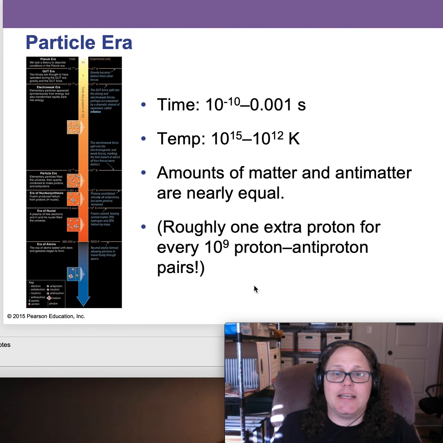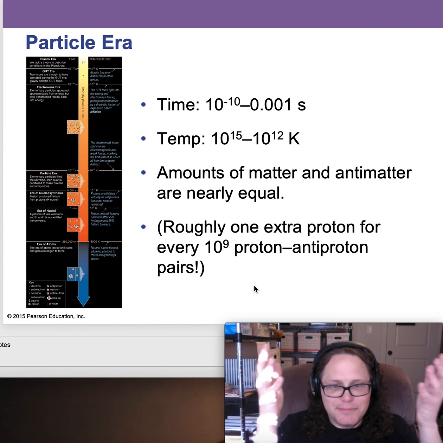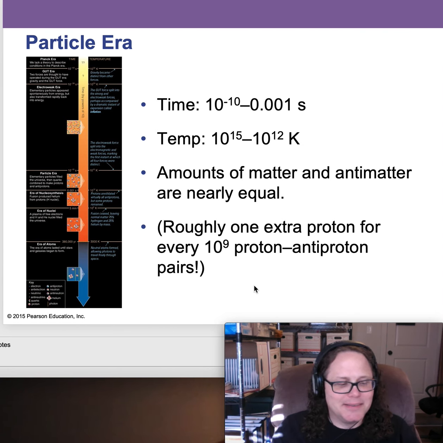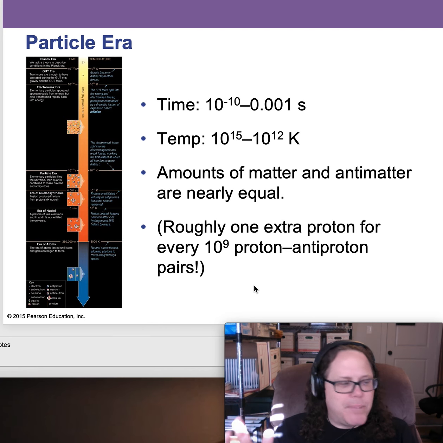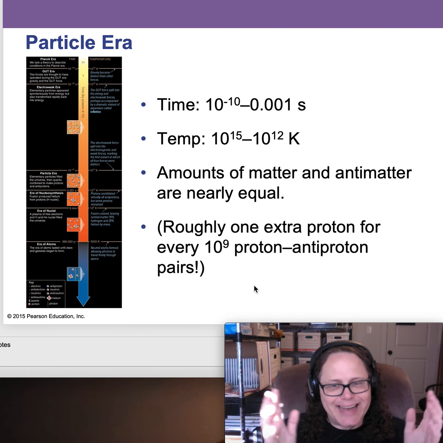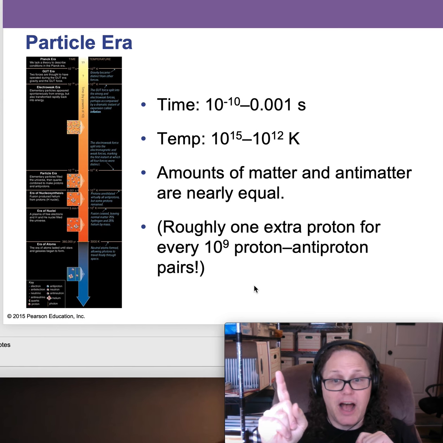Nothing would exist. And yet, telescope observations tell us that we exist. Your observations of the world, walking around, tell you that you exist. And the reason you exist is that for some reason we don't know, there was an asymmetry, the matter-antimatter asymmetry. For every billion protons and antiprotons, roughly one proton survived.